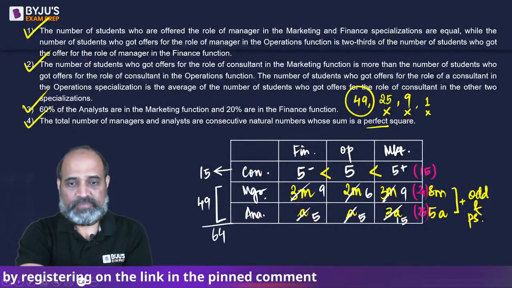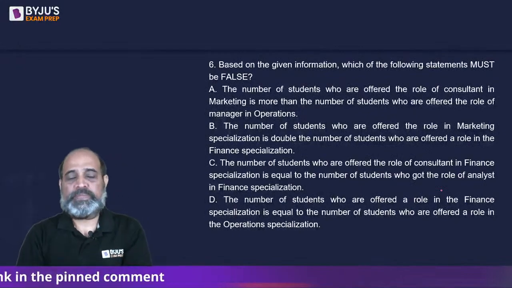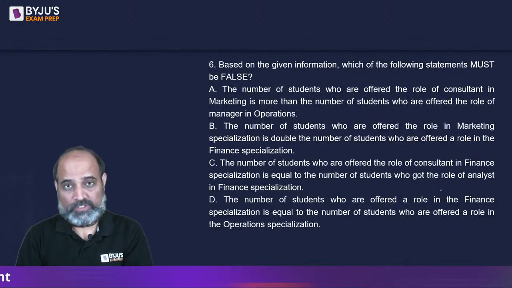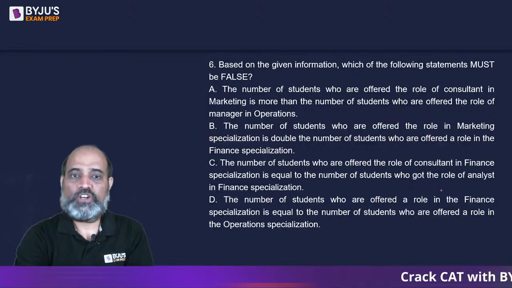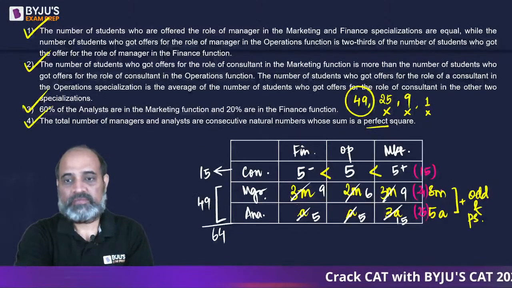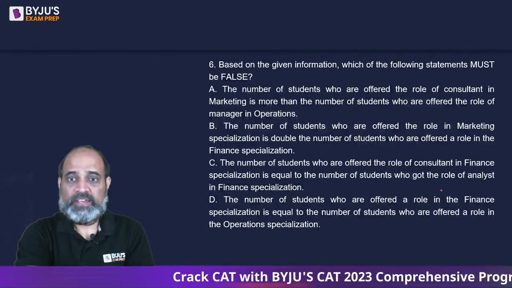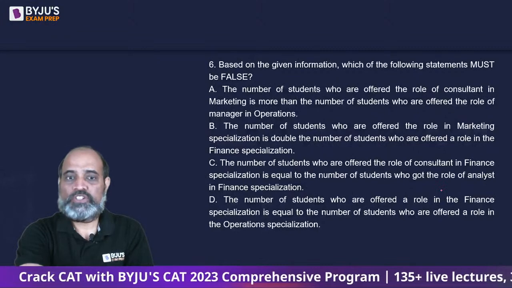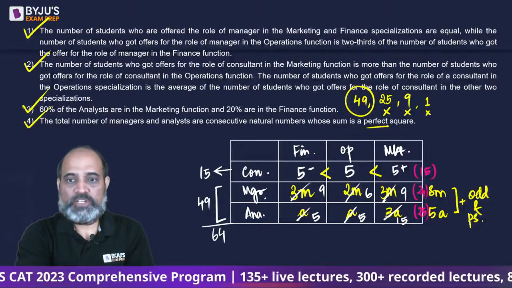Okay, let's look at the questions now. The first one says, based on the given information, which of the following statements must be false? First statement: the number of students who are offered the role of consultant in marketing is more than the number of students who are offered the role of manager in operations. Manager in operations is 6.